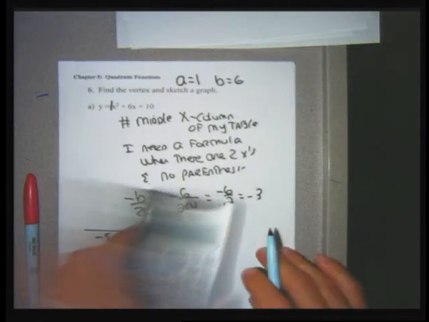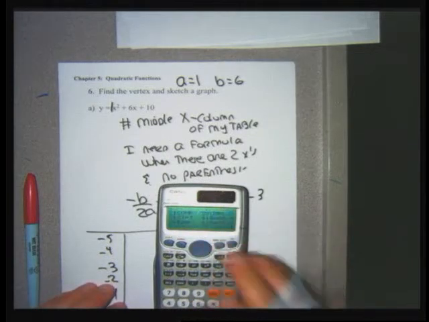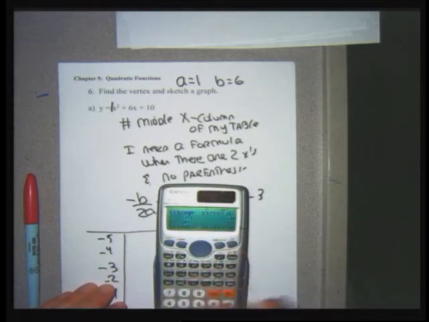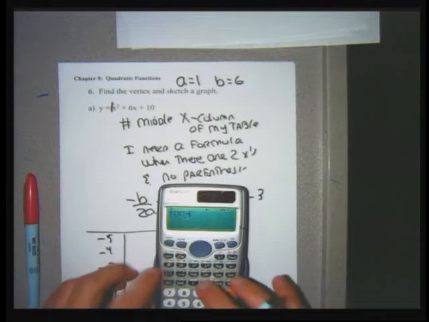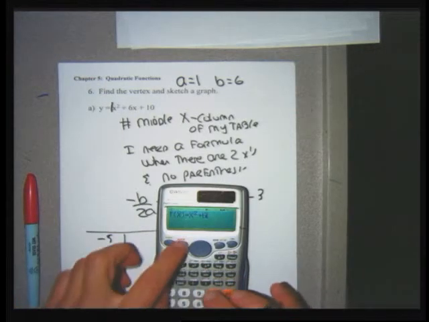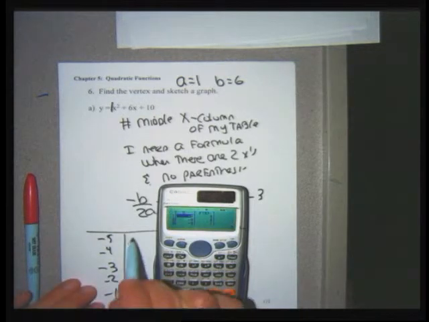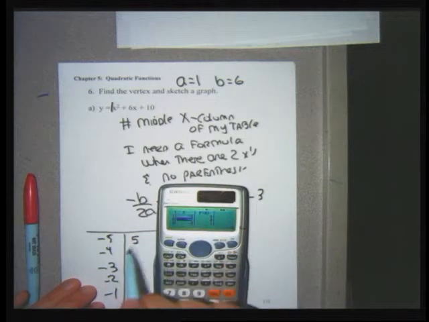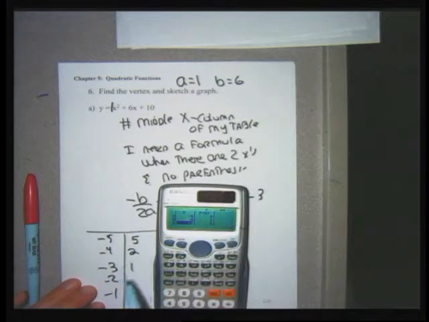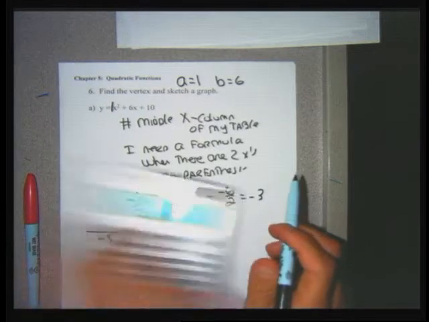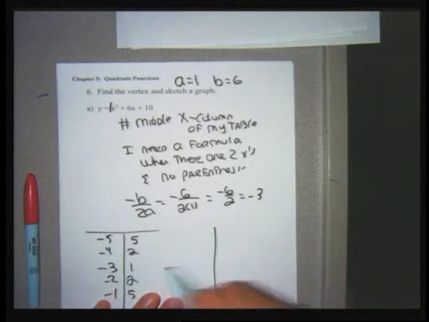Now I'm going to get my y's, going mode 7 for table, f of x equals alpha x squared plus 6 alpha x plus 10. Start at -5, end at -1. Step 1. First point's the point -5, 5, then -4, 2. The vertex -3, 1, then -2, 2, and -1, 5. Plot those points the best I can. It doesn't really have to be that great.